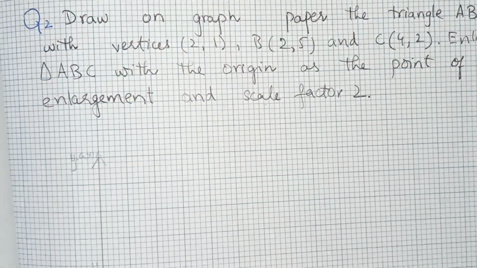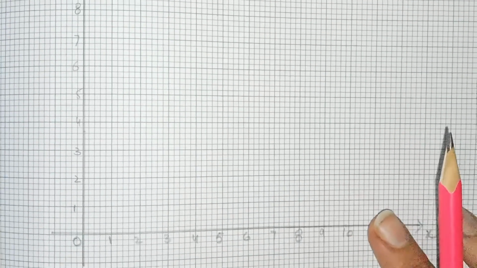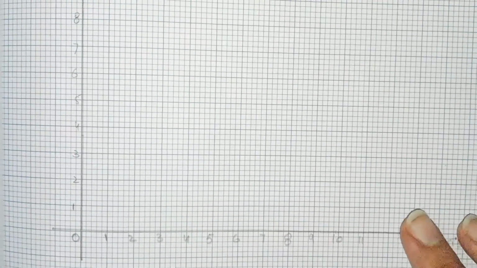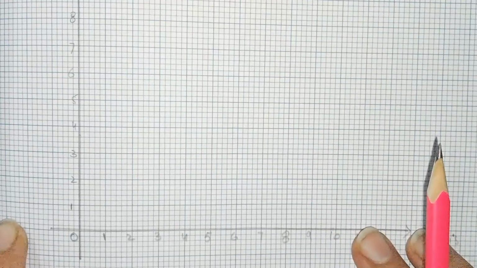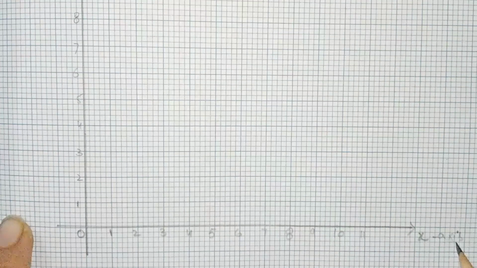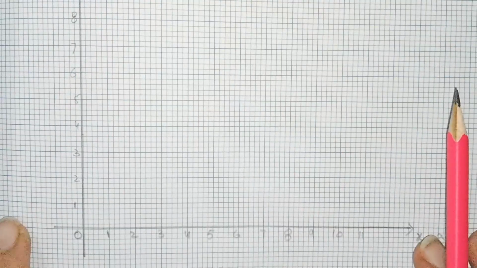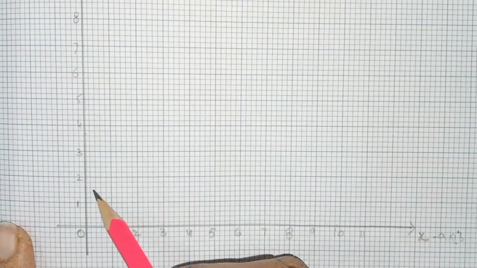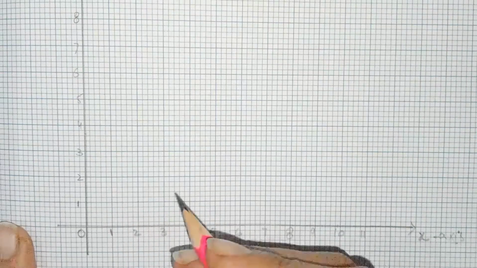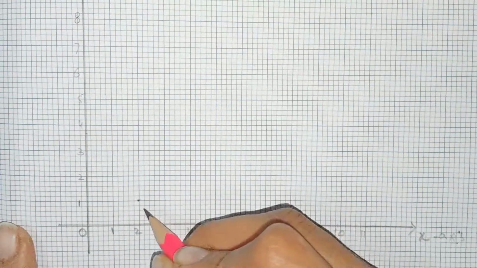Now first, to make the enlargement, we have to draw the triangle first. This is a graph paper. This is the x-axis and this is the y-axis. The point A is (2, 1). Along the x-axis 2 and along the y-axis 1. This is the point A.